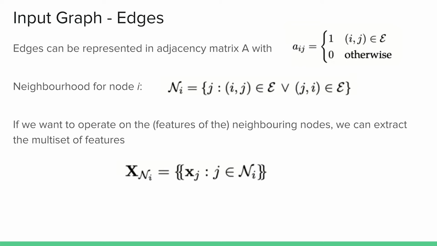The edges, on the other side, can typically be represented as an adjacency matrix, capital A, where we have 1 in this matrix if there is an edge between the two, or 0 otherwise. Mathematically, we can then formulate our neighborhood of the node i by this N_i, where we include all of the nodes in this set that have an edge. And then if we want to operate on the features of all of our neighbors, we can define this multiset of features here, where we take the features of all nodes that a certain node has a connection to.